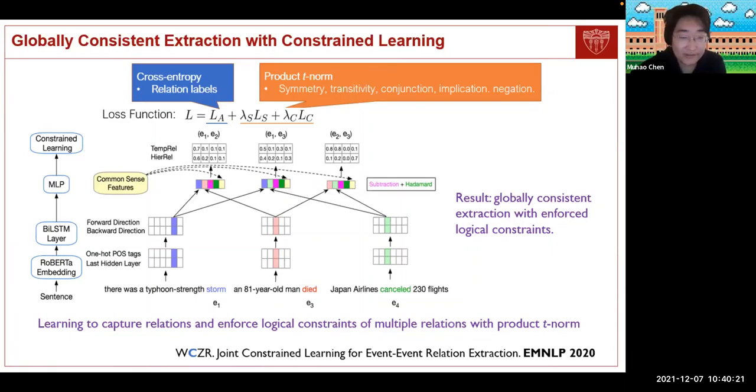So towards this end, in one EMNLP paper last year, we investigated a way of, first, converting different logical constraints among relations, including symmetry, transitivity, conjunction, implication, and negation, into different forms of product T-norms. And we combine those product T-norm loss functions together with the task-specific cross entropy function. And learning those together, we are able to ensure globally consistent extraction with enforced logical constraints if we have already manually designed different types of logical constraints.